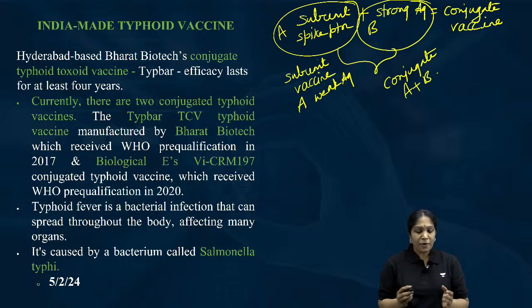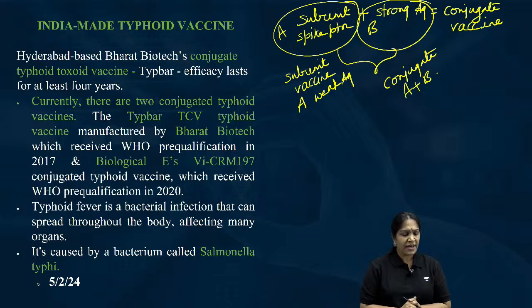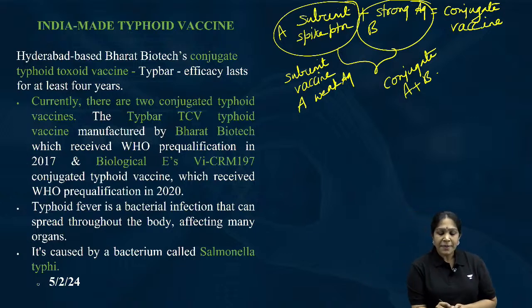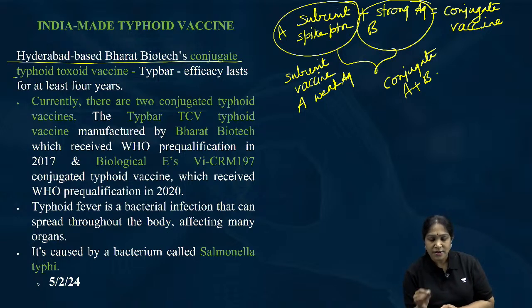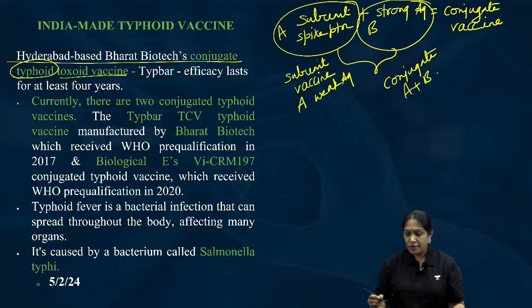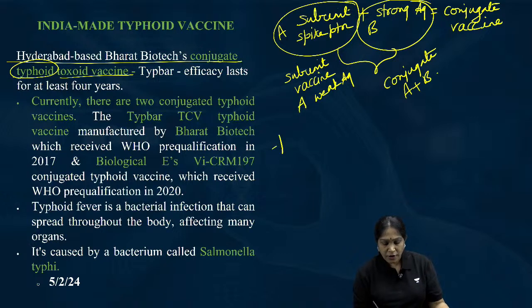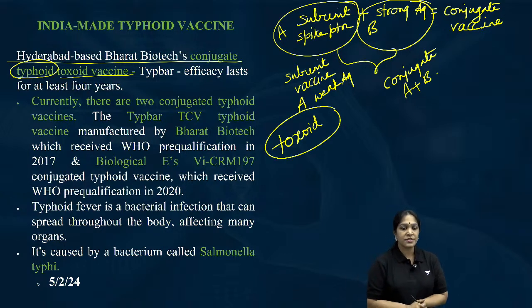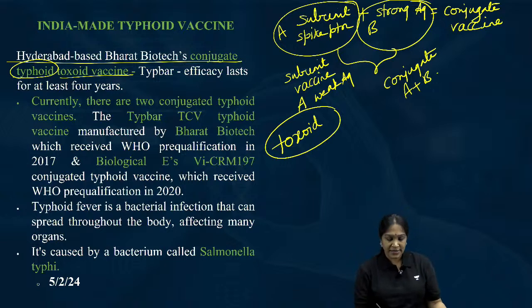Now, let us see some important information here. Why are we discussing this particular question? What is there in the news? Hyderabad-based Bharat Biotech's conjugate typhoid toxoid vaccine. What do you mean by this word toxoid? I generally have a principle of explaining every word that I use here. So, toxoid. Toxoid means an inactivated toxin.